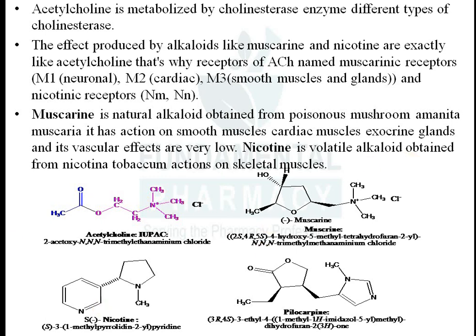Muscarine was actually obtained from a poisonous mushroom. There is one mushroom known as Amanita muscaria. The alkaloid obtained from this poisonous mushroom is known as muscarine. Okay, and it has similar actions to acetylcholine on smooth muscle, cardiac muscle, and exocrine glands. The vascular effects are very low. So its action on glands, exocrine glands, cardiac muscle and smooth muscle is similar to acetylcholine, but the vascular action is very low.